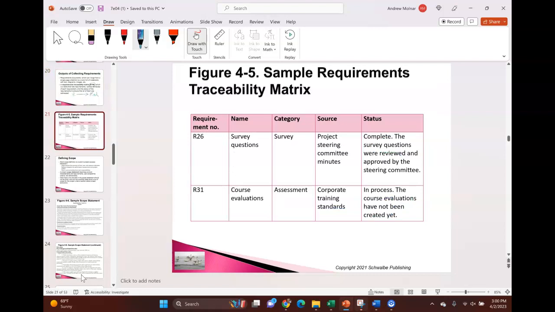This is a sample of what one would look like that you could use at your leisure. Notice they've numbered them. I'd even tie it to the work breakdown structure to make sure I knew who the owner was that was driving this requirement, and of course keep the status of it.